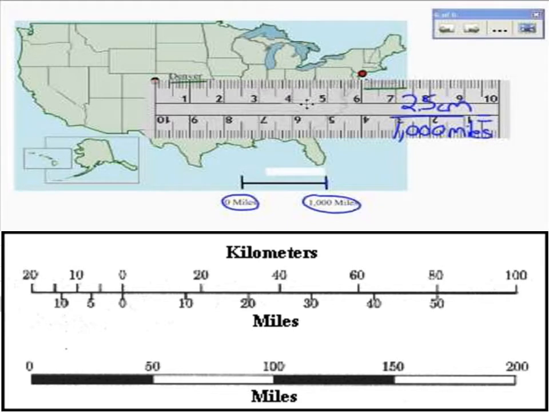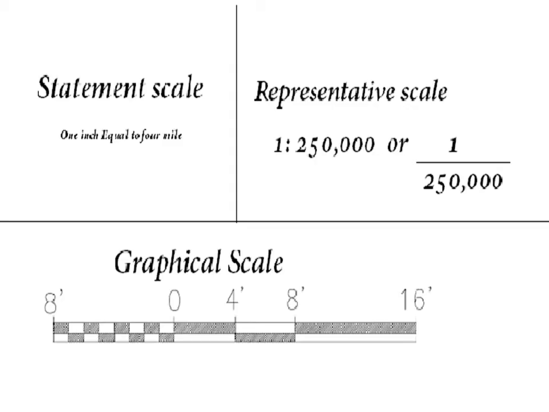Scale. Scale makes it possible to reduce the size of the whole Earth to show it on a piece of paper. It is a ratio between the actual distance on a map to the actual distance on the ground. Scales are represented in three methods. Statement scale, representative fractions, linear or graphical scale methods.